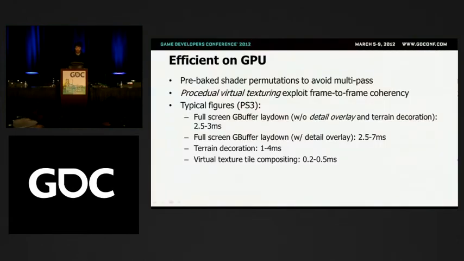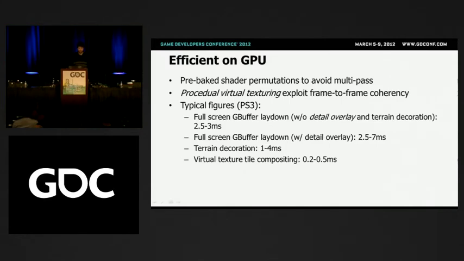And then about the GPU. We have two major optimizations for the GPU. The first one is that we analyze the terrain in the pipeline, and we figure out what permutations of terrain layers will be splatted and pre-generate the shaders for that. The other big optimization is the procedural virtual texturing, which I will get back to in just a bit.